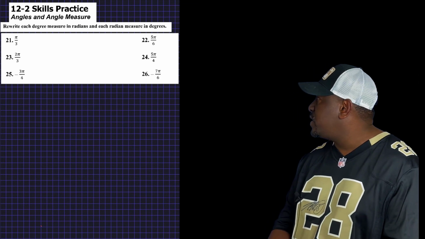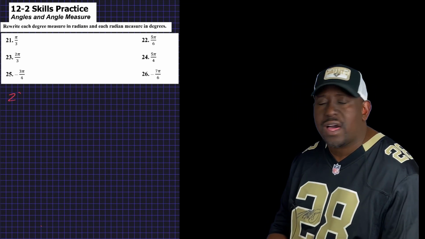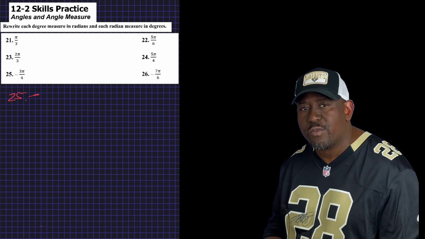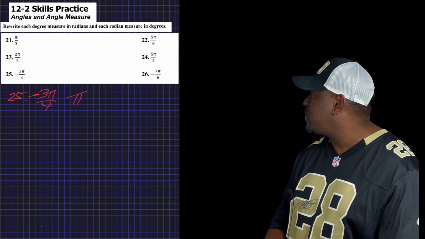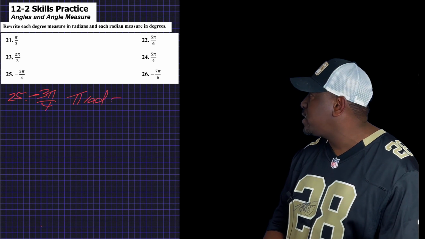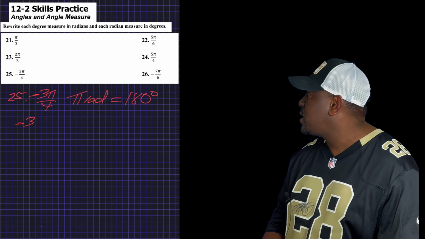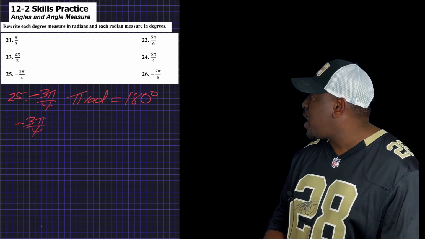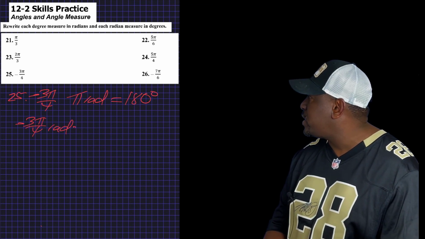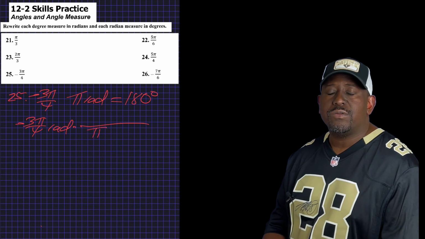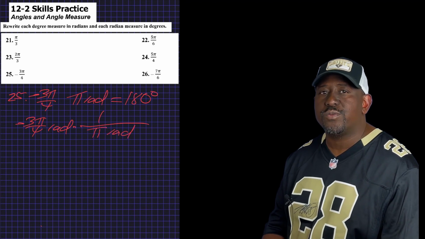So, we've done that. Let's try a negative, looks like. I think we've done 2 positive radian values. Let's try a negative radian value. So we have negative 3 pi over 4. Again, we use pi radian equal 180 degrees. We go negative 3 pi over 4. We put pi radian in the denominator. We put 180 degrees in the numerator.